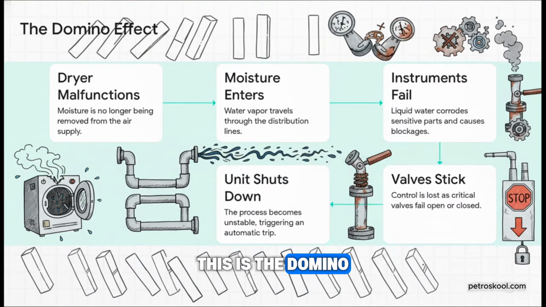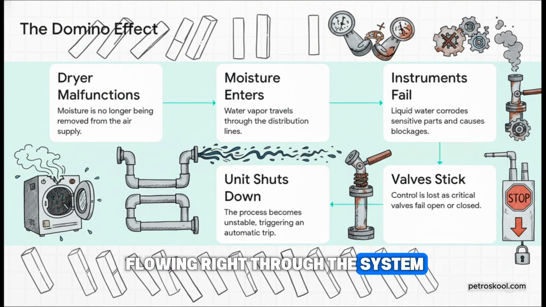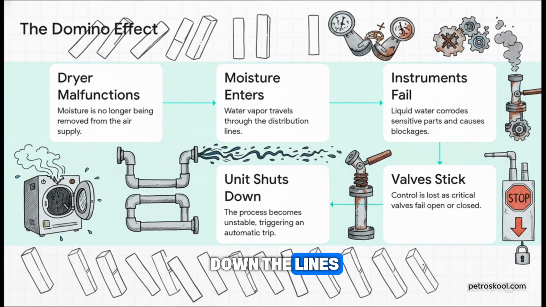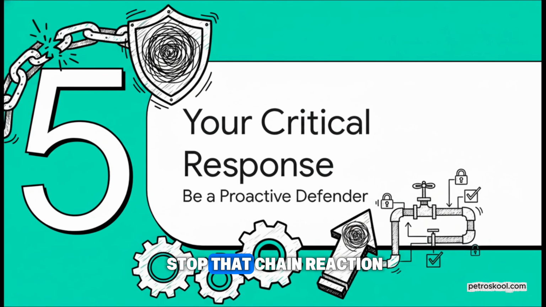This is the domino effect in action. It all kicks off with one tiny failure. Let's say an air dryer malfunctions. Suddenly, moisture is just flowing right through the system. That wet air travels down the lines, cools off, and condenses into liquid water. That water then starts to rust and corrode the sensitive guts of your instruments. Next thing you know, critical valves are sticking open or slamming shut. At that point, you've lost control. The unit is unstable and a shutdown is coming. Guaranteed.